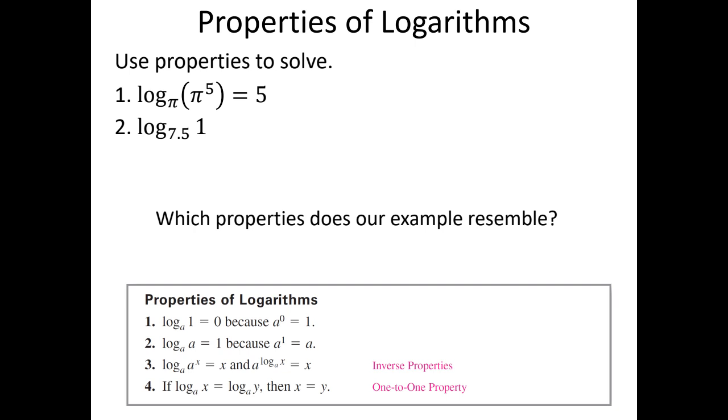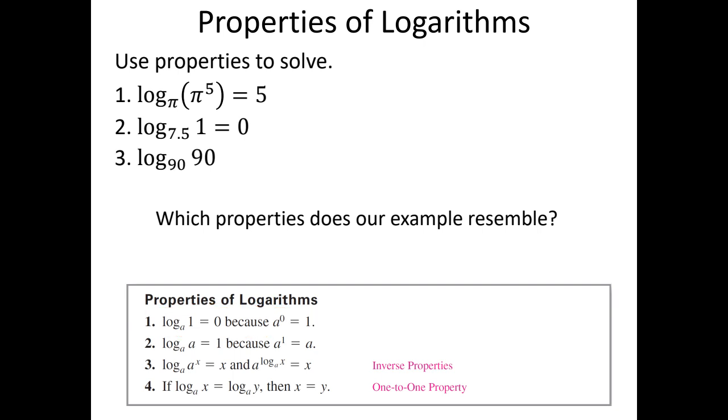This one should be easy, right? I have a log and it's 7.5, but my input is 1. Which property does this resemble? My first one, right? That says that I don't care what the base is. If I'm inputting 1 to this, the answer will always be 0. Yes? Okay. All right. What about this one?